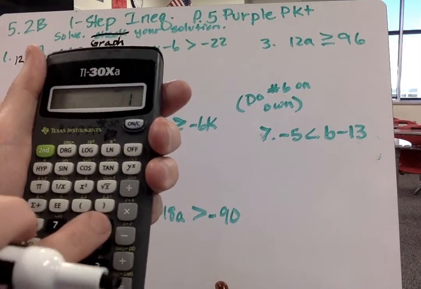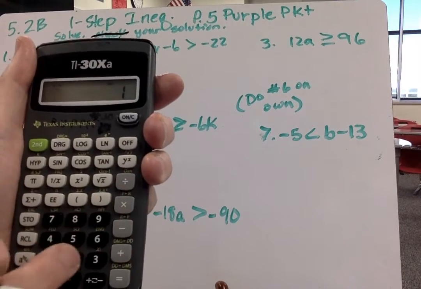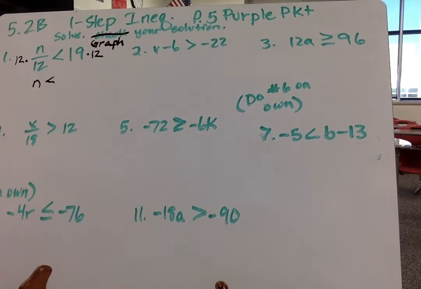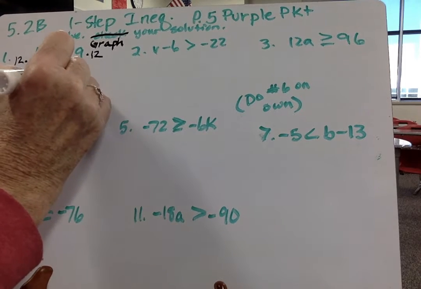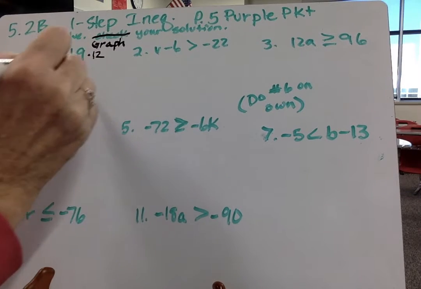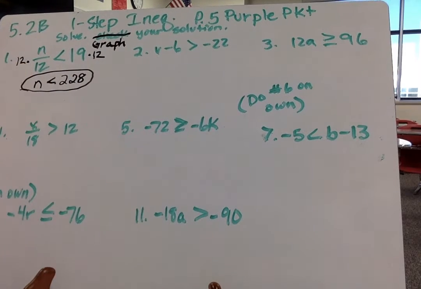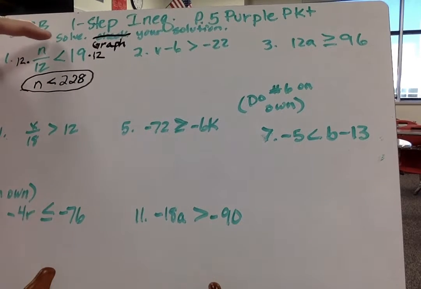We go 19 times 12, 228. Don't let big numbers scare you. Big deal, it's a big number, 228. Okay, there is my solution. I need to see that on your test when I say solve or solve for the variable.